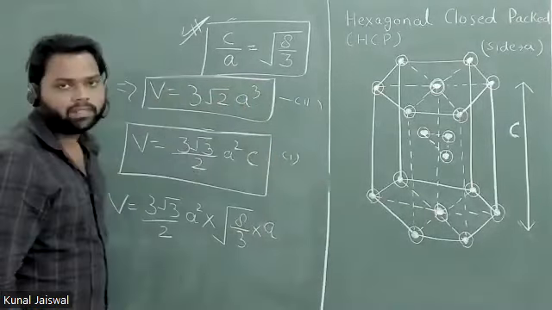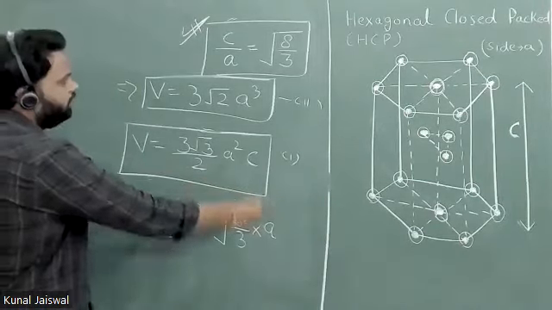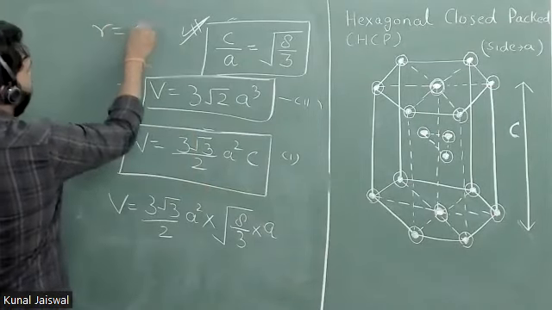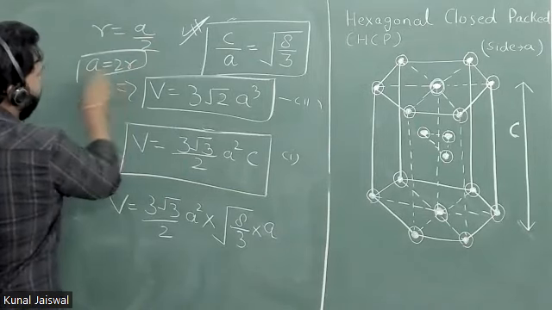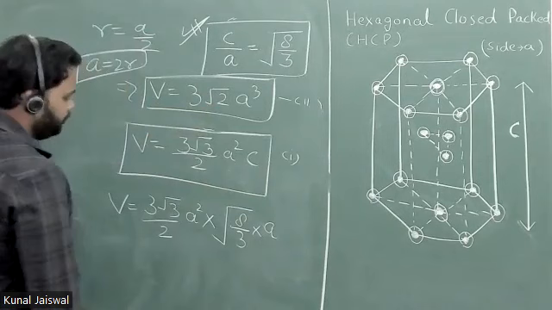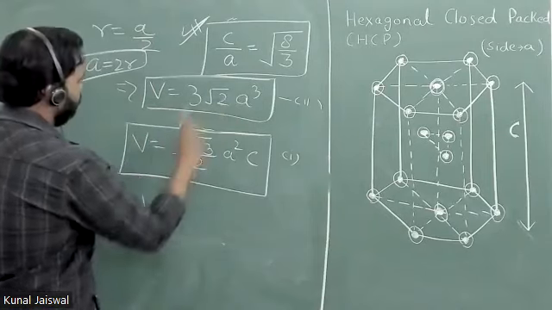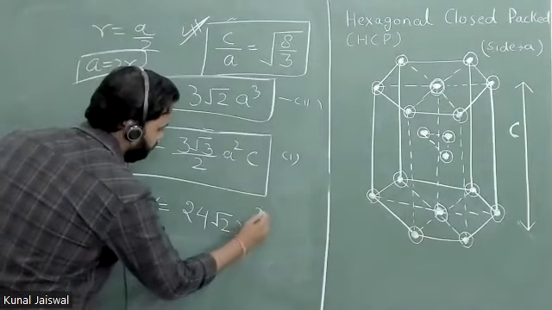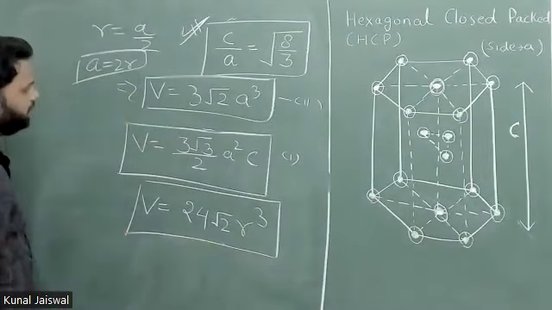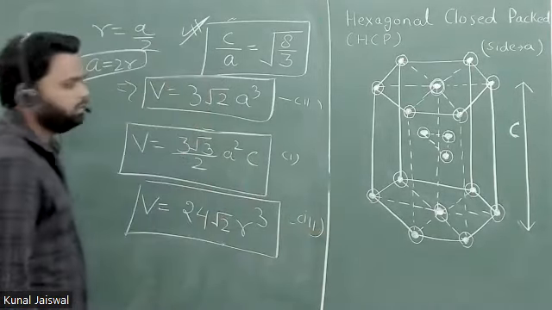Now, any guy was asking for the relation between volume in terms of R, right? Nothing to do. Put the value of A in terms of R. What we have found? R is equal to A by 2, so A is equal to 2R. Put the value of A equal to 2R here. This will become how much? Volume will be equal to 2 to the 3, 8, so 24 root 2 R cube. Right? Correct? This is your third relation.